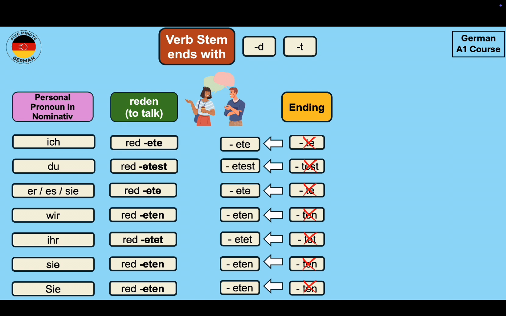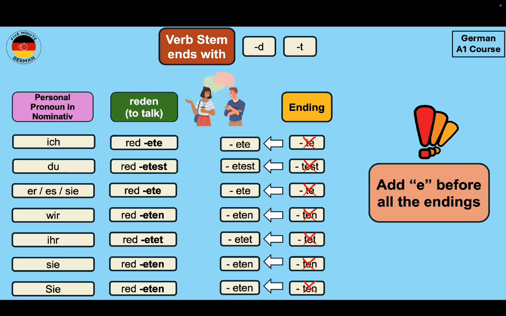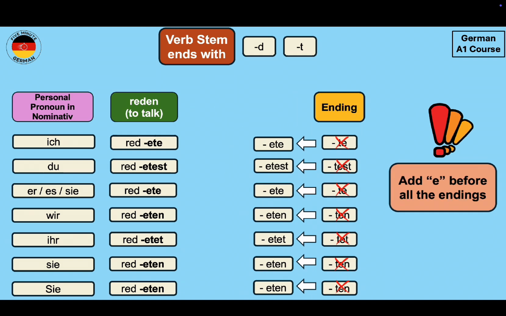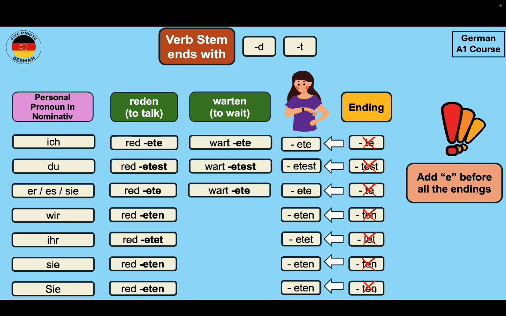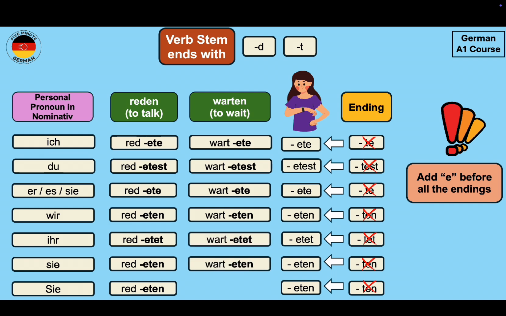So the rule when the verb stem ends with d or t is that you have to add an extra e before all the endings. Let's take an example where the verb stem ends with the letter t. So we have the verb warten, which means to wait. So the conjugation will be ich wartete, du wartetest, sie wartete, wir warteten, ihr wartetet, sie warteten, and Sie warteten. So you just have to keep in mind whenever the verb stem ends with the letters d or t, then you have to add an extra e before all the endings.